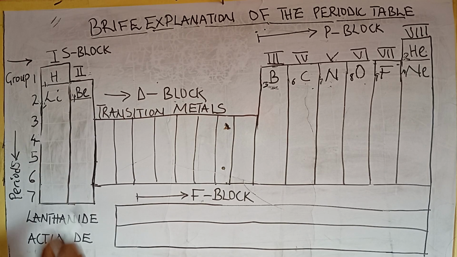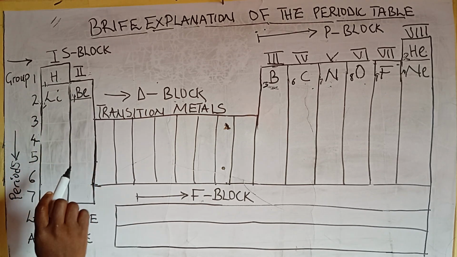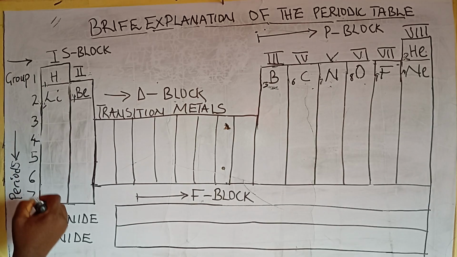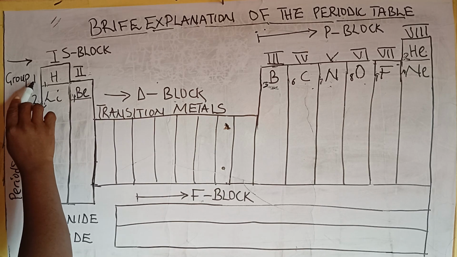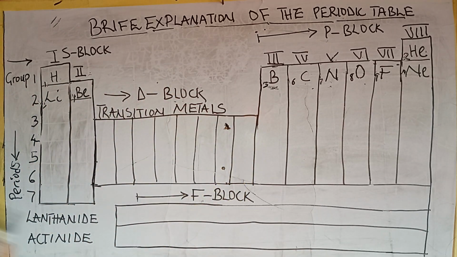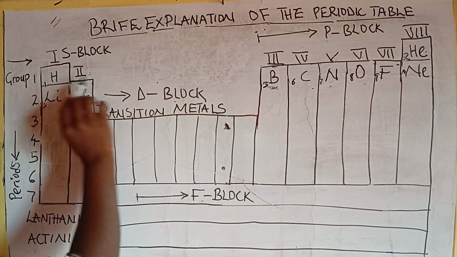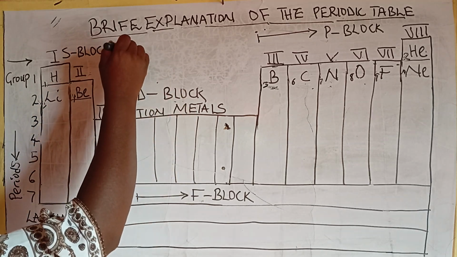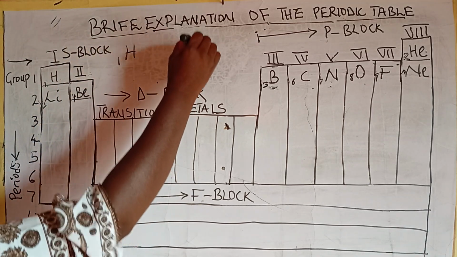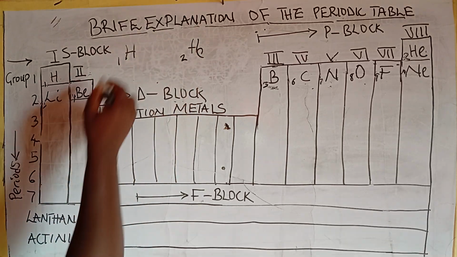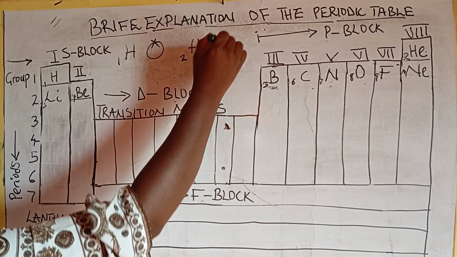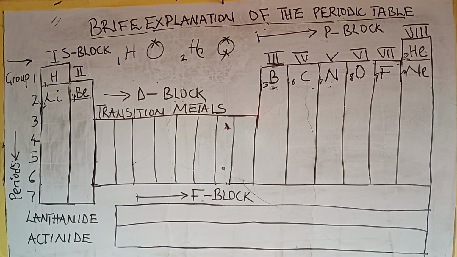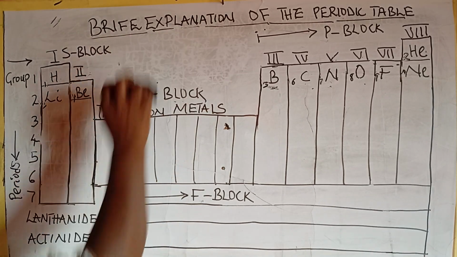Now let's look at the periods. We have 7 periods in the periodic table. All the elements in each period have the same number of shells. Let's look at the first period. We have 2 elements there, hydrogen with atomic number 1 and helium with atomic number 2. If you fill these electrons in the shells, hydrogen is 1, helium 2, the same number of shell, just 1 shell. Now let's pick any 2 elements in the period 2.